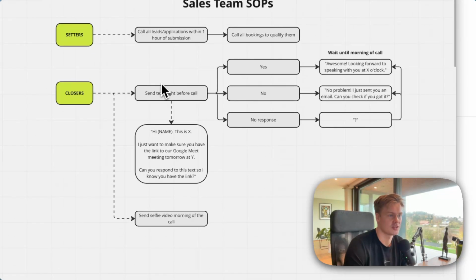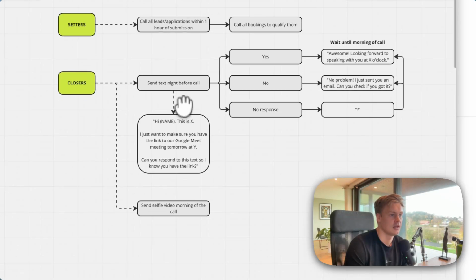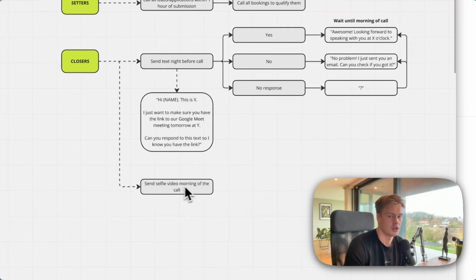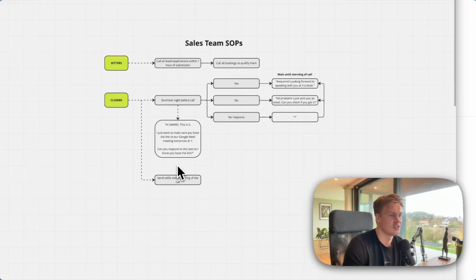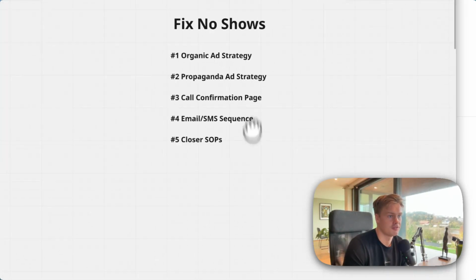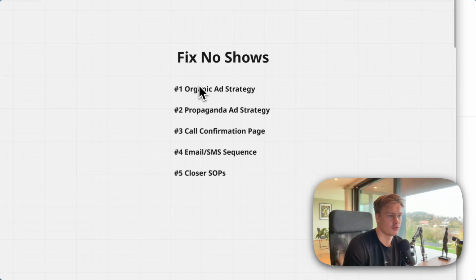And for the closers, they send a text the night before the call. And then they also send another text the morning of. And then a selfie video the morning of the call as well, with some of the things that the prospect filled out in their application. This will dramatically increase the show-up rates to the sales call. But the first 4 steps will dramatically increase your show rate to the webinar itself.